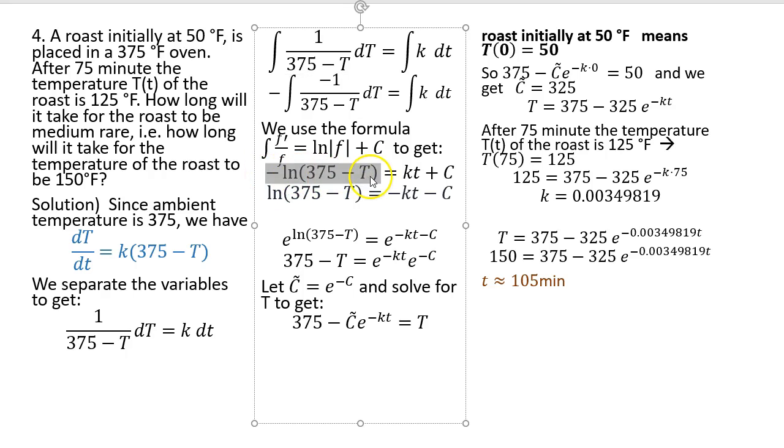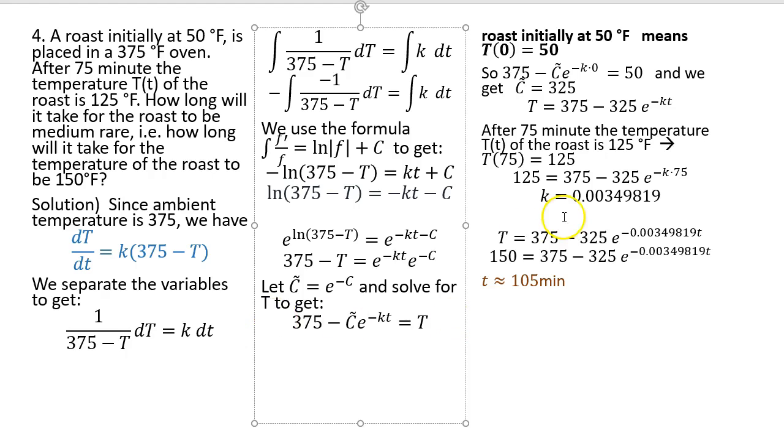We get the log of the denominator. On the right side, we get kt plus c. And then we solve this. It's just algebra. You move the negative to the other side. To cancel the log, you raise it to the power of e, and e and ln cancel, and you solve for T. This is what you get.